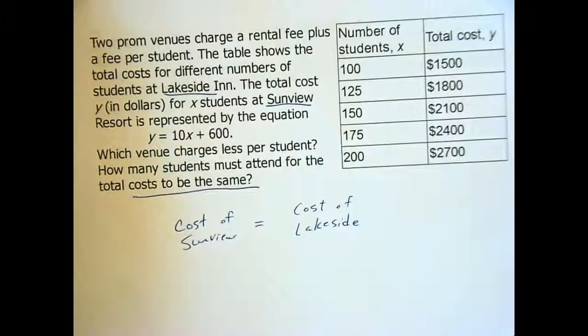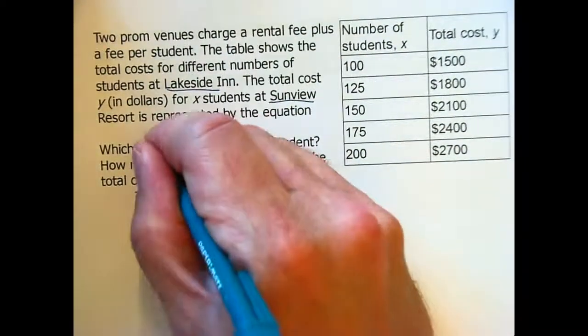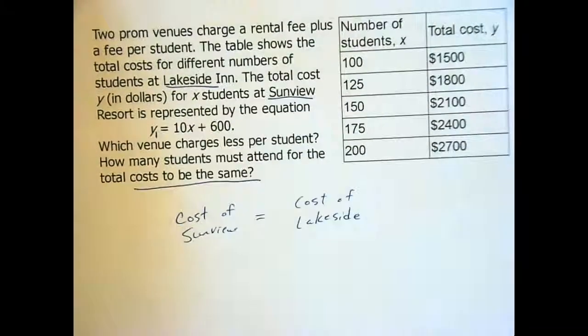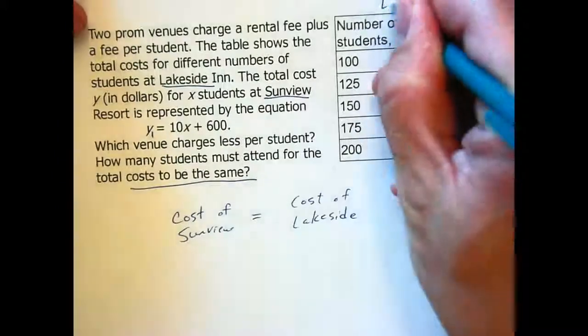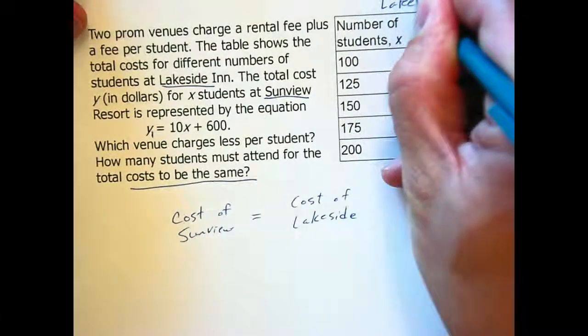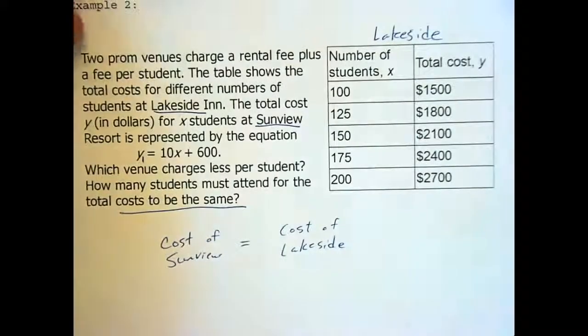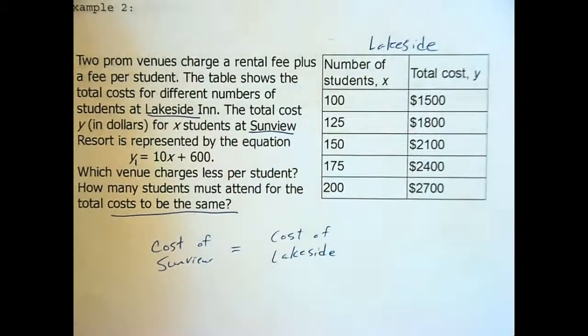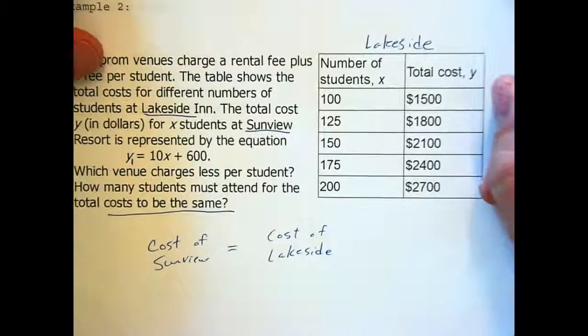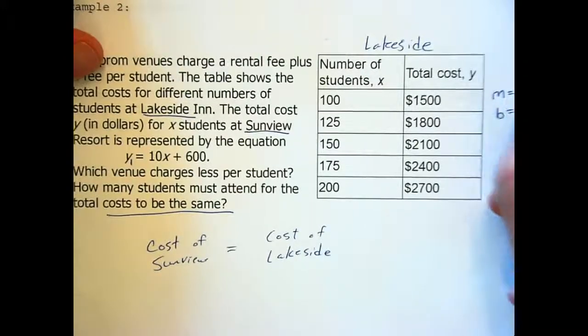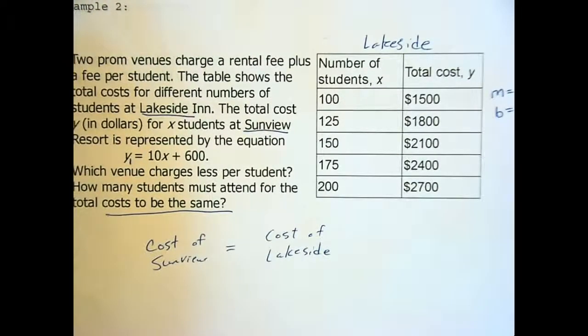Now, they tell you the cost of Sunview. We could think of it this way. Y sub 1 is equal to 10x plus 600. The cost of Lakeside is represented by this. It'd be nice for them to actually label that, but they tell you it in the problem there. Now, if I want to actually figure out the equation for this, I'd have to find M and B. Any idea how to find M using the table?